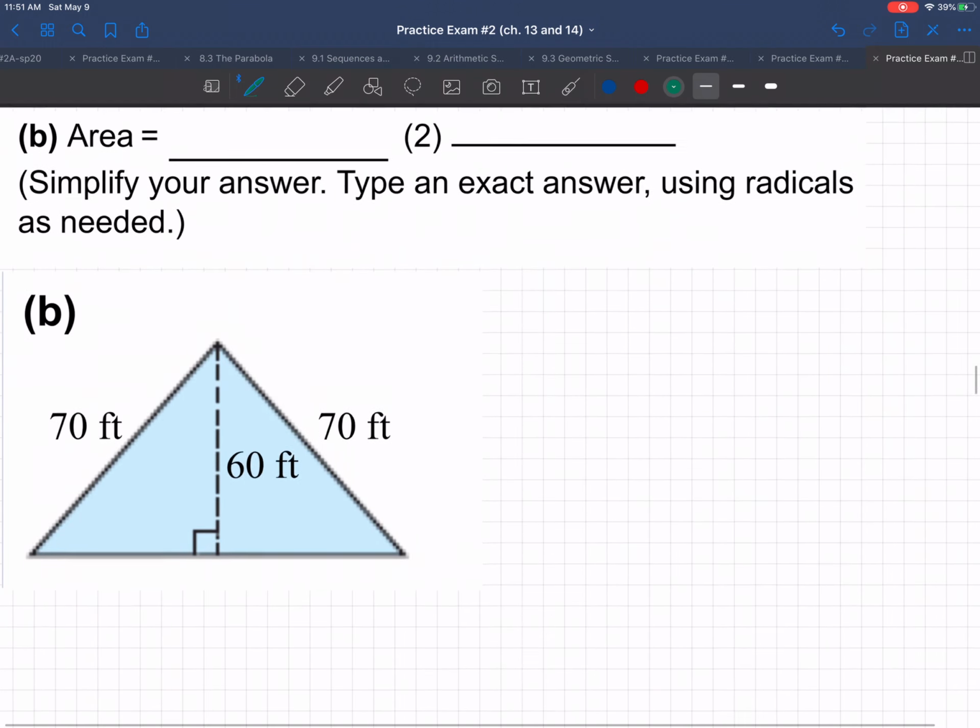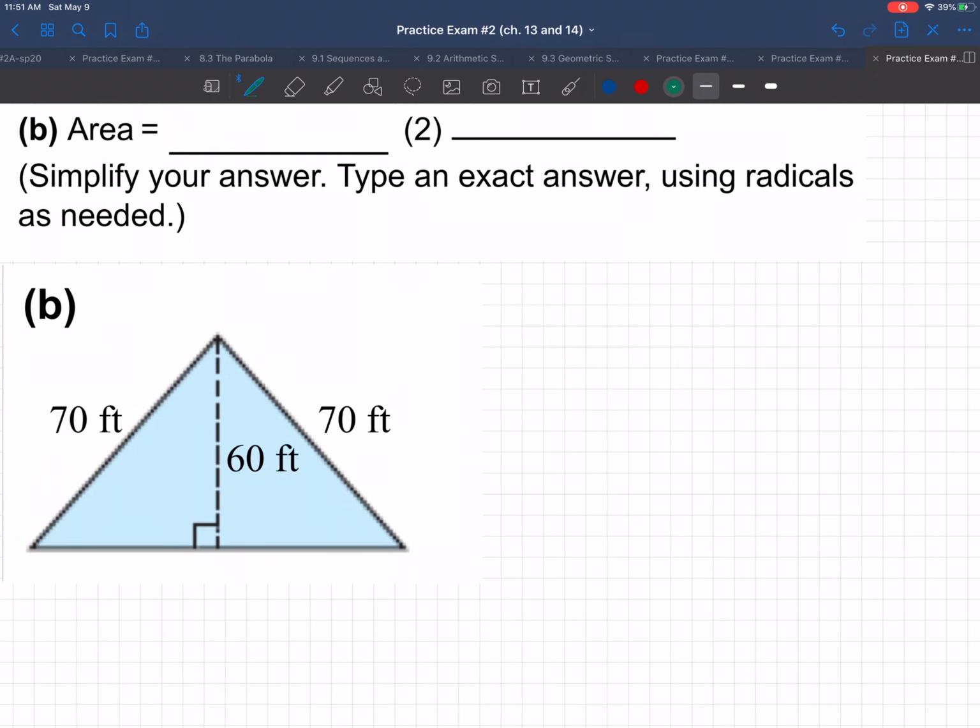So here's part B. They're asking us for the area of that triangle. Well, we know the area of a triangle formula. Area of a triangle is 1/2 times the base times the height. So 1/2 base times height.